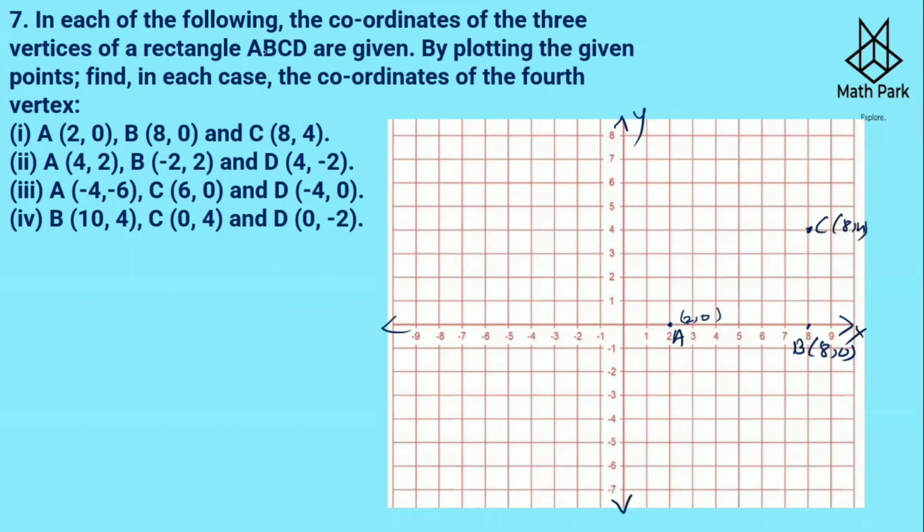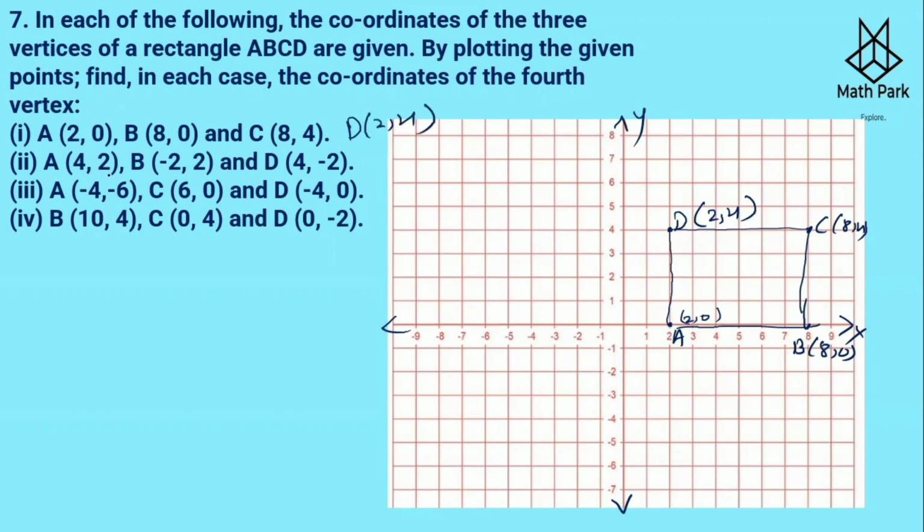We know that in a rectangle, opposite sides are equal. So we have to find the fourth vertex. The fourth vertex is going to be D, and D is (2, 4). So this is how we get a rectangle ABCD where we have found the fourth vertex, and the fourth vertex of this rectangle was D (2, 4).